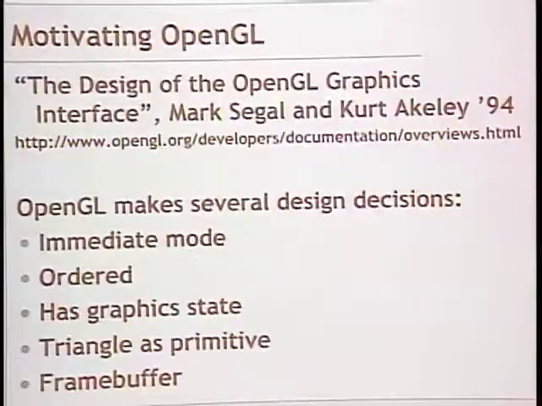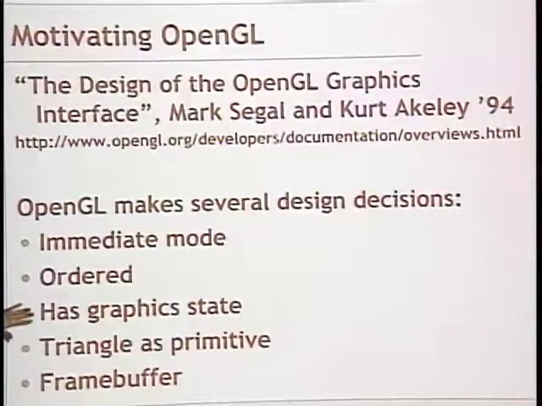Out of the decisions that we talked about, these were things that they decided right off. They said, okay, this is what OpenGL does. It is going to be an immediate mode renderer. It is going to guarantee ordering. It has a stateful interface. Triangle is going to be the fundamental primitive, and it has a frame buffer. And these are decisions that go all the way through the description of how OpenGL actually works.